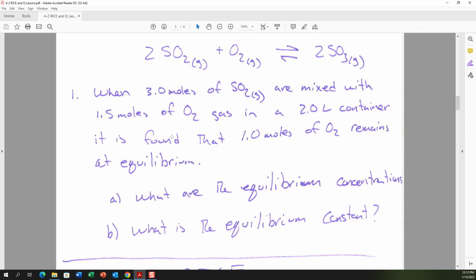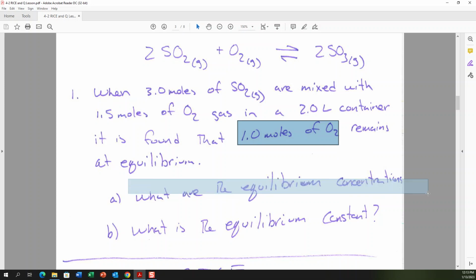All right. But here, this is where I want to show you where you have to be careful. We can set up our RICE chart, but remember what goes in a RICE chart: molarities or partial pressures. Right now, we were given moles. If we had put this many moles in a 1-liter container instead of a 2-liter container, then 3 would be the molarity of SO2. But the initial molarity of SO2 isn't 3, it's 3 divided by 2. The initial molarity of oxygen isn't 1.5, it's 1.5 divided by 2. The equilibrium molarity of oxygen isn't 1, it's 1 divided by 2.